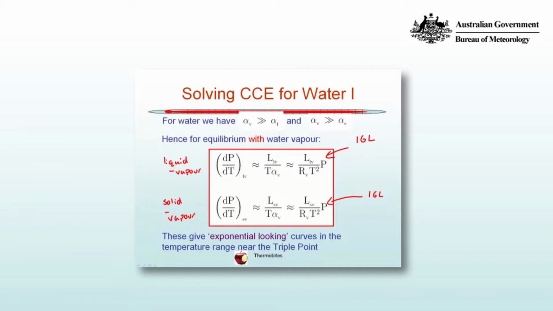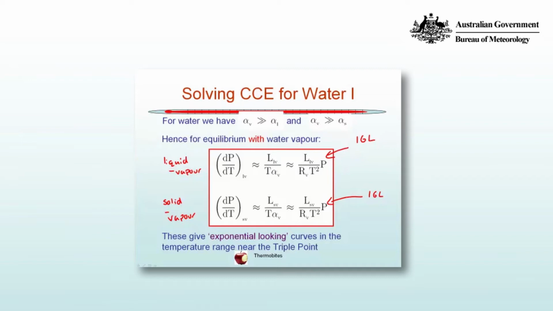And you can use the ideal gas law for the vapour and replace alpha with R_v T over P, where R_v is the specific gas constant for vapour. So you end up with the term on the right hand side. Likewise, for the transition between solid and vapour, you end up with dP/dT for solid to vapour as approximately equal to the latent heat between the solid and the vapour phase, divided through by the temperature and the specific volume of the vapour. And again, you use the ideal gas law to replace the specific volume alpha.